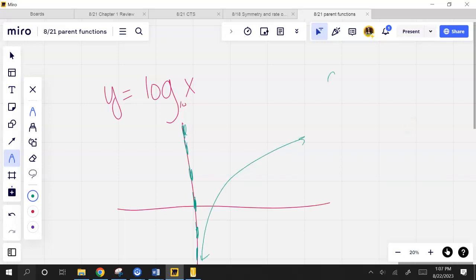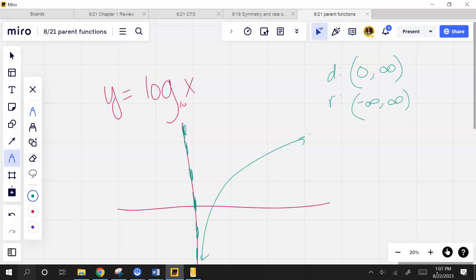What's the domain? Zero to infinity. Does it include zero or no? No. How about the range? Negative infinity to infinity.